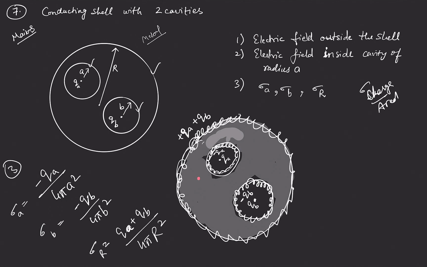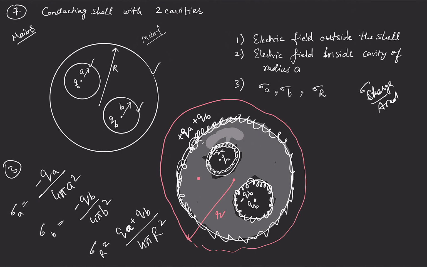Now electric field outside the shell. So let's take a point at distance r outside the shell. You have to find the electric field at this point. So you have to find how much charge is enclosed in this imaginary pink sphere. By Gauss law, E into 4 pi r square, which is flux, is net charge enclosed. Net charge enclosed is simply qa plus qb. So electric field outside the sphere is qa plus qb by 4 pi r square. So this part is done.